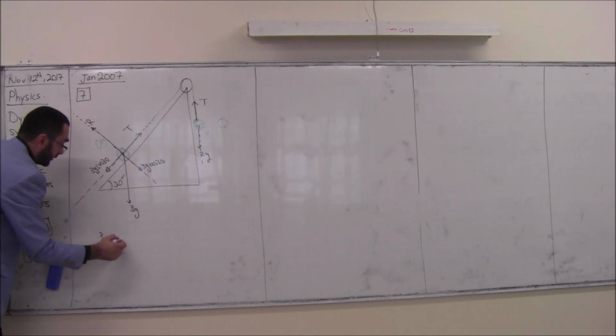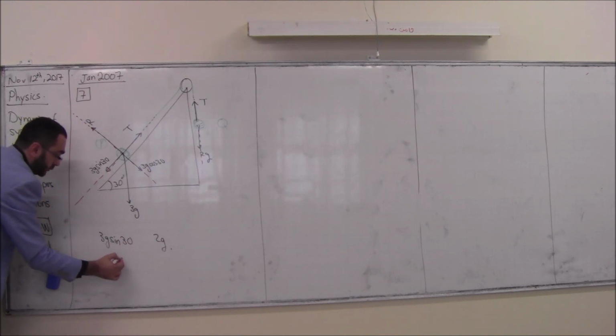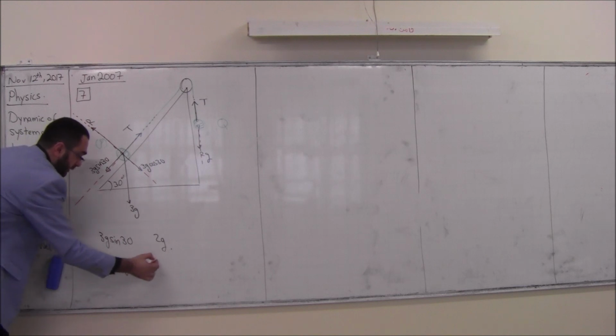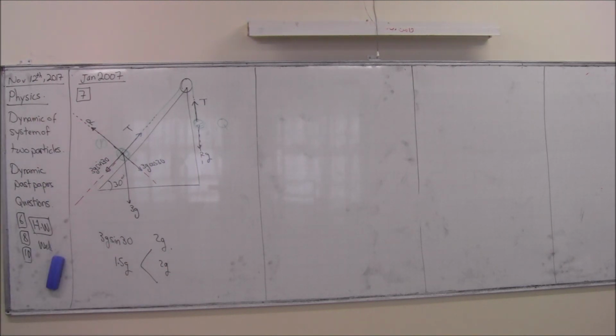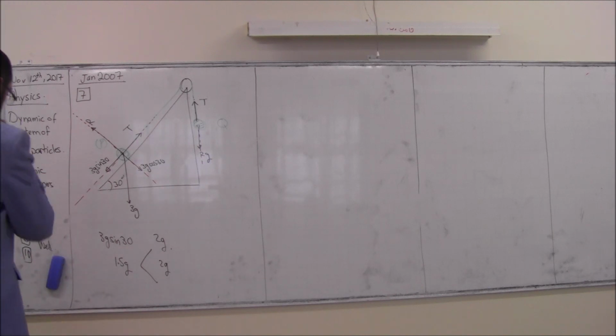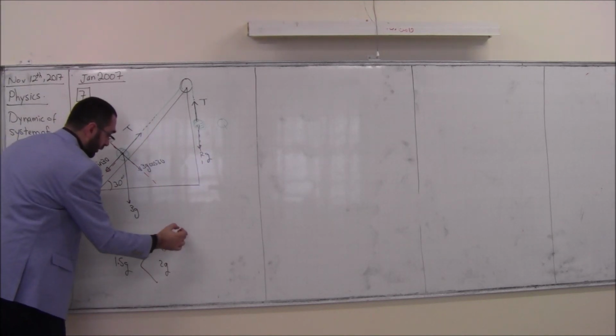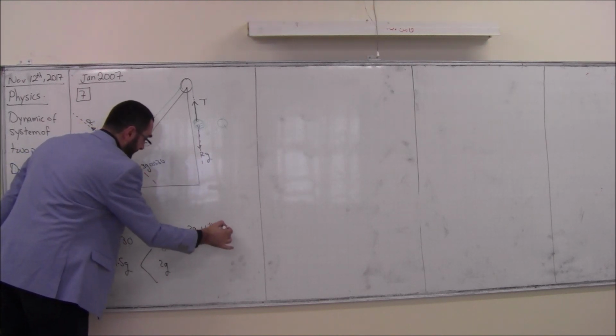3G sine 30 is what? 2G. This would be what? 1.5G. This is 2G, so this is greater than. Okay? Clear? If it's not given, I have to compare the forces that may cause the motion. Clear? So what does this mean? You know, 2G will pull the system.